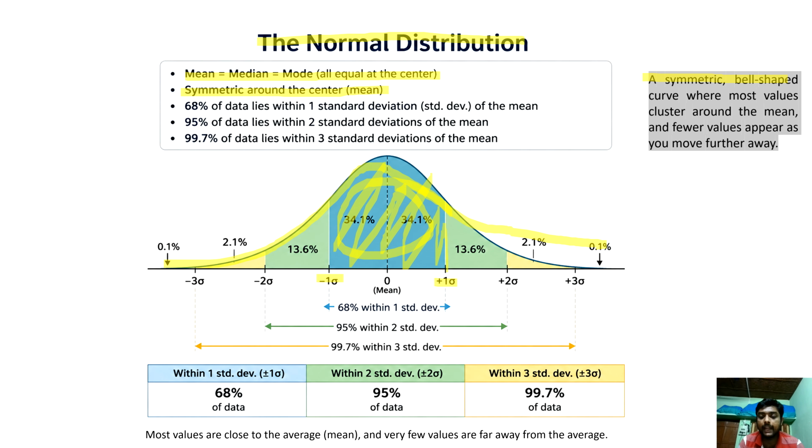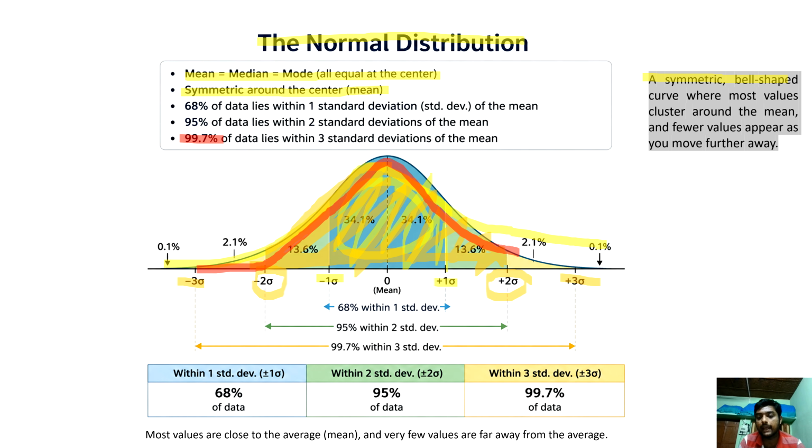And if I am talking about minus 2 sigma to plus 2 sigma, 95% of the data lies in this total area. 95% of data lying here. Okay, you understand about this area: minus 2 sigma to plus 2 sigma with the mean, mean plus or minus 2 sigma. And in case of minus 3 sigma to plus 3 sigma, it is 99.7%.